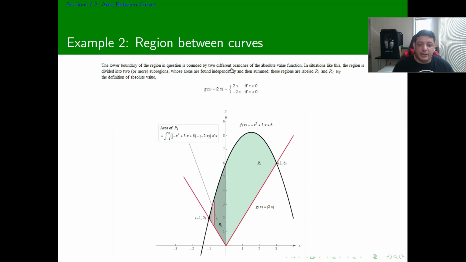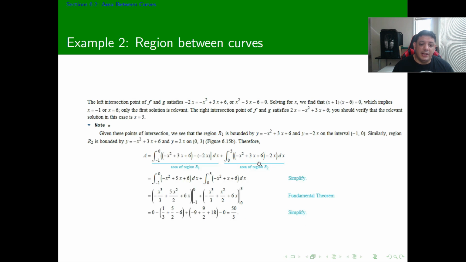Now, if we look at that in more detail, notice that we're going to have a split in these two areas, R1 and R2, and we can compute those particular integrations as usual by the fundamental theorem of calculus. Each of the intervals is going to be computed, and we're going to get that the full area is 50 over 3.